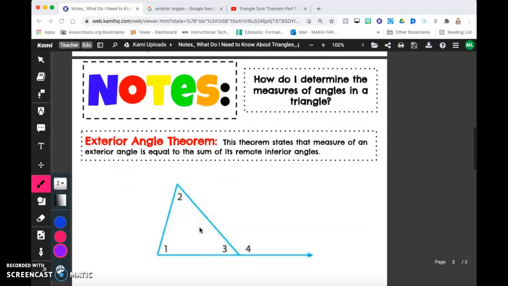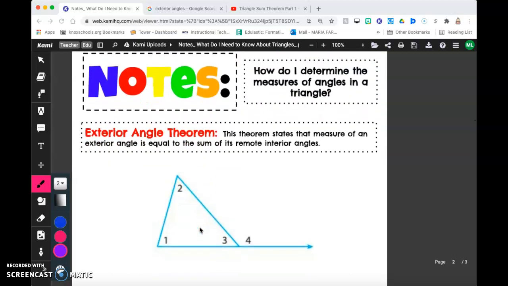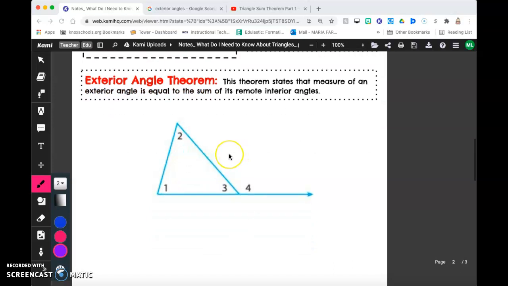All right, so we're looking at part 2 of today's notes. And part 2, even though we're still talking about triangles, we're still talking about determining the measures of angles in a triangle. Now we're looking at the exterior angle theorem. This theorem states that the measure of an exterior angle is equal to the sum of its remote interior angles.